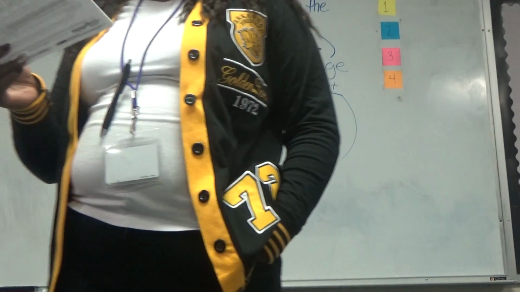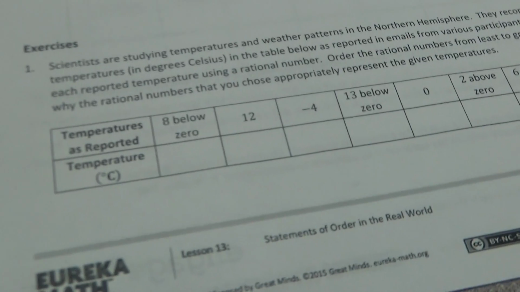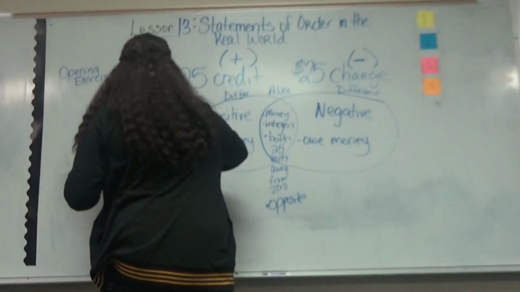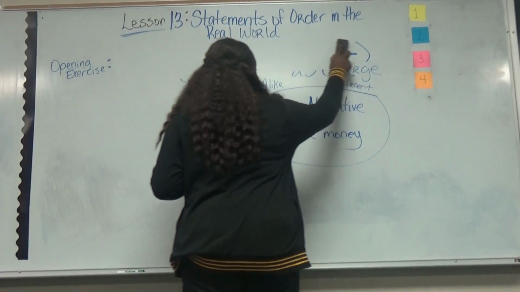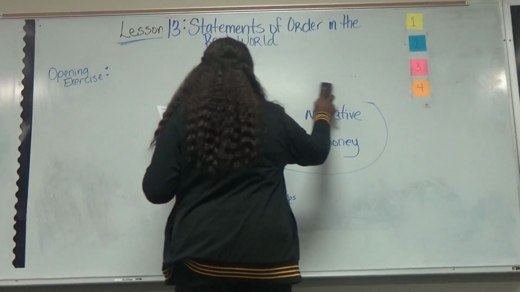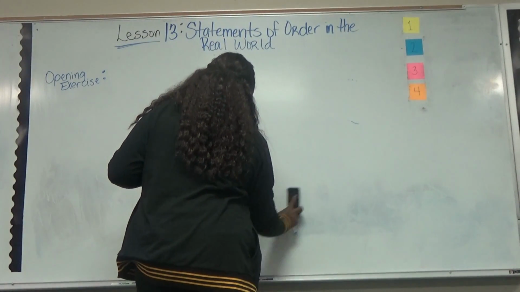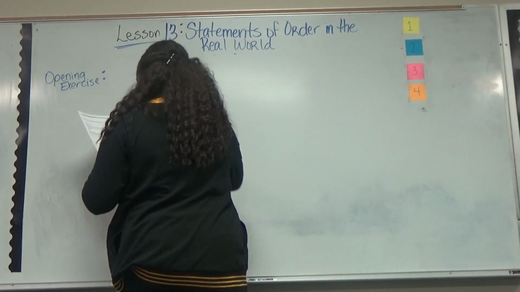So, here's the first one. Track the paper for me. So, if I want to represent 8 below 0, what type of rational number would that show? Negative. Negative what? Negative 8. Negative 8. So in that box, the first thing that you're going to put for 8 below 0 would be what degrees?